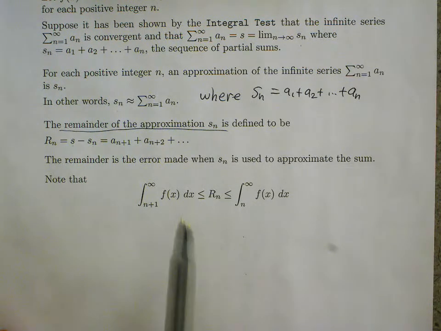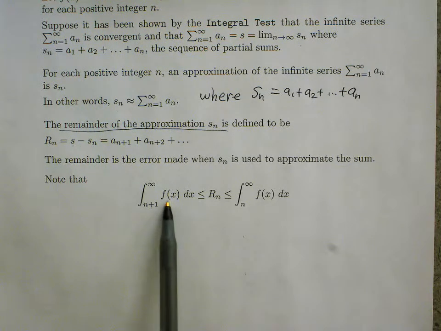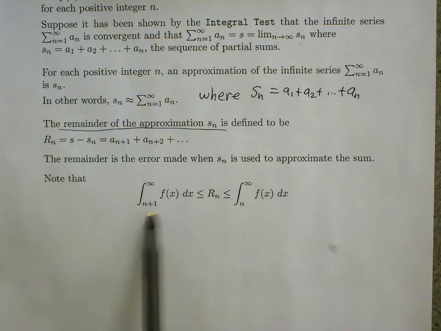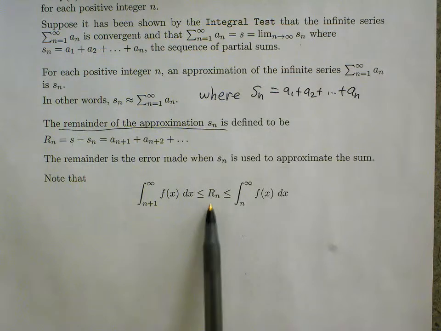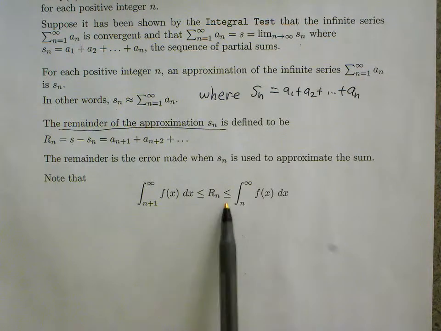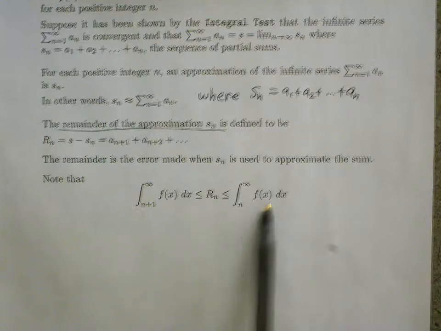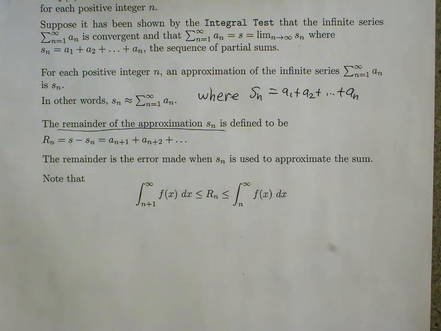Okay, so we're going to note that the improper integral of f of x dx from n plus 1 to infinity is less than the remainder r sub n, which is less than the improper integral of f of x from n to infinity.